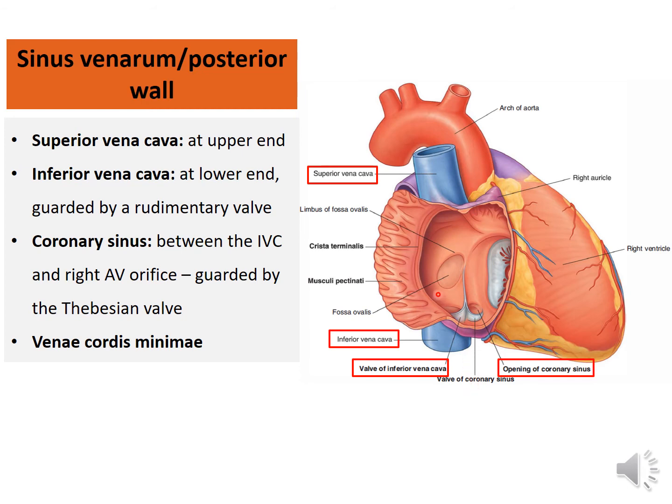And also you can see the openings of many small veins. These small veins are called venae cordis minimae. Venae cordis minimae are the small veins which drain the musculature of various chambers of the heart. They all finally drain into your right atrium. So in simple terms, the posterior wall receives the veins from the body as well as veins from the heart itself, which are the coronary sinus and venae cordis minimae.